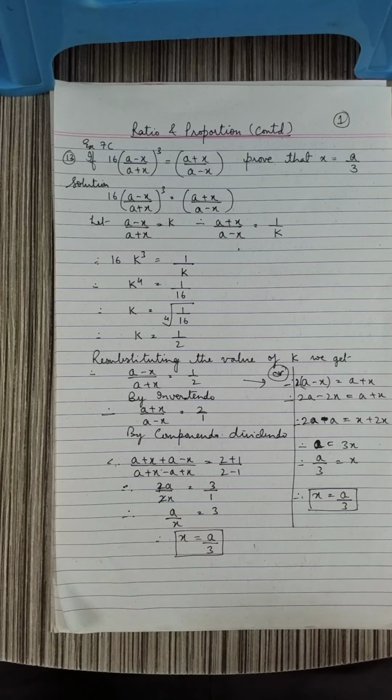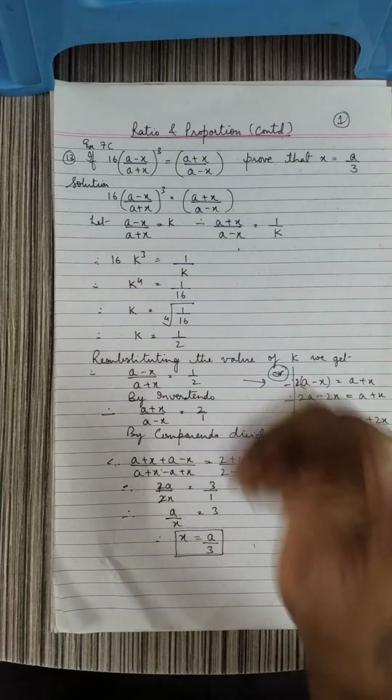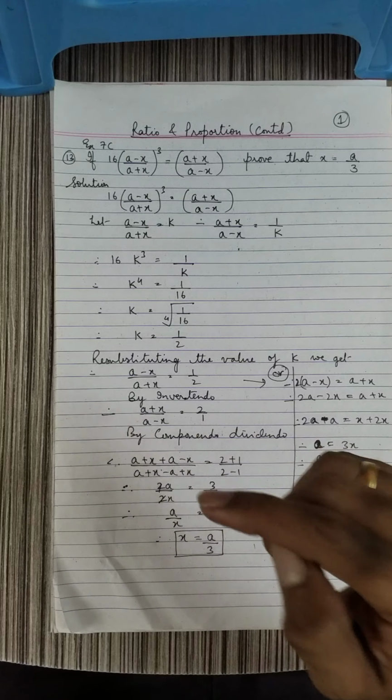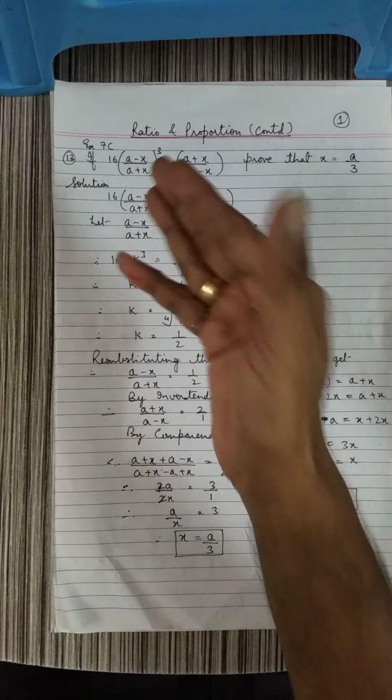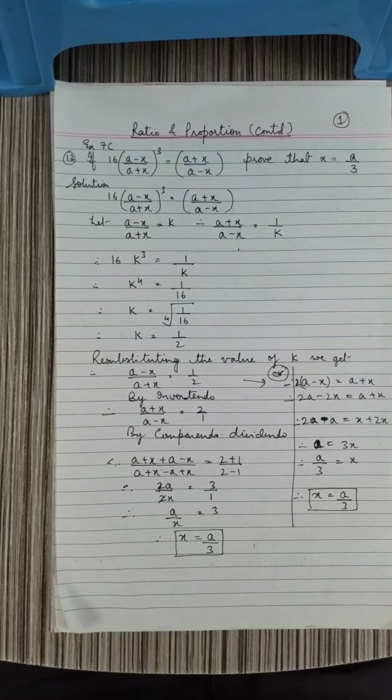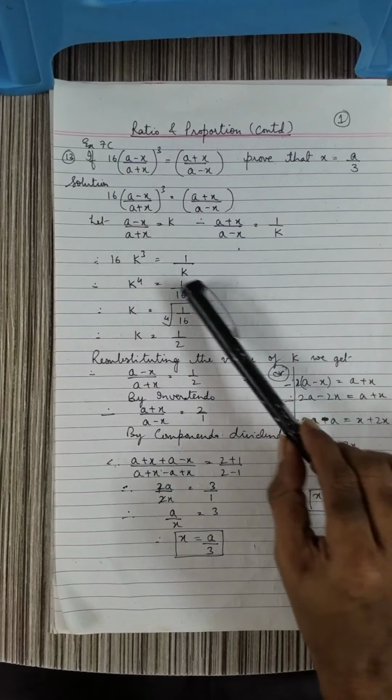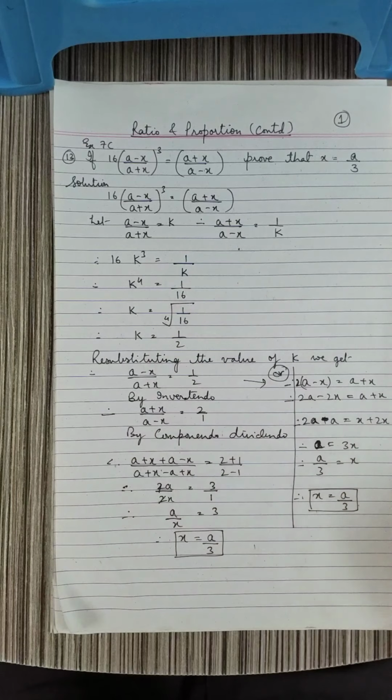So we take, let a minus x upon a plus x be equal to k. So automatically a plus x upon a minus x will be 1 upon k, the reciprocal. Then we substitute those values in the question: 16 k cube is equal to 1 upon k. Therefore, cross multiplying, k raised to 4 is equal to 1 by 16. Therefore k will be the 4th root of 1 by 16, so k is equal to 1 by 2.